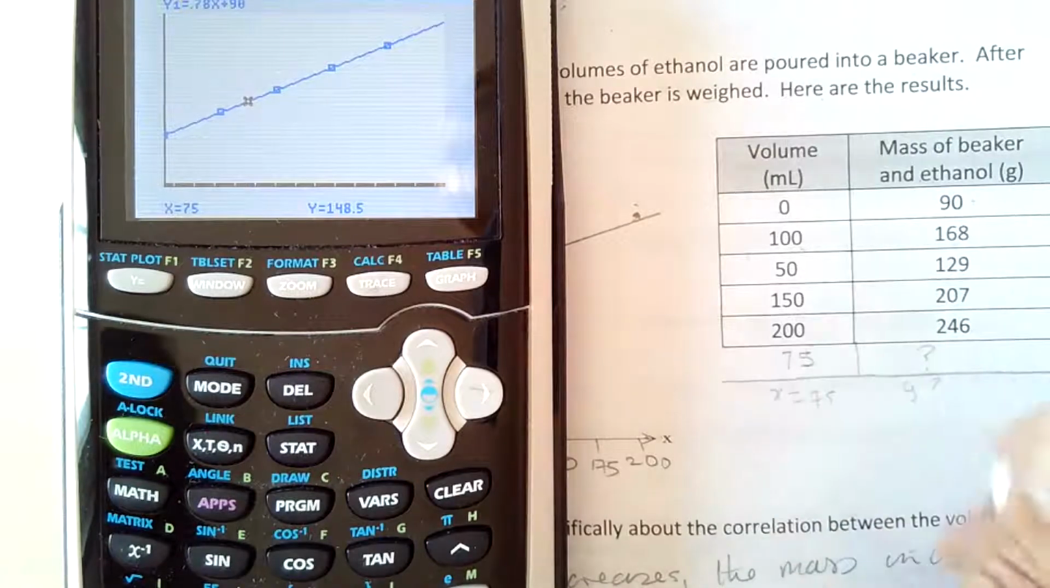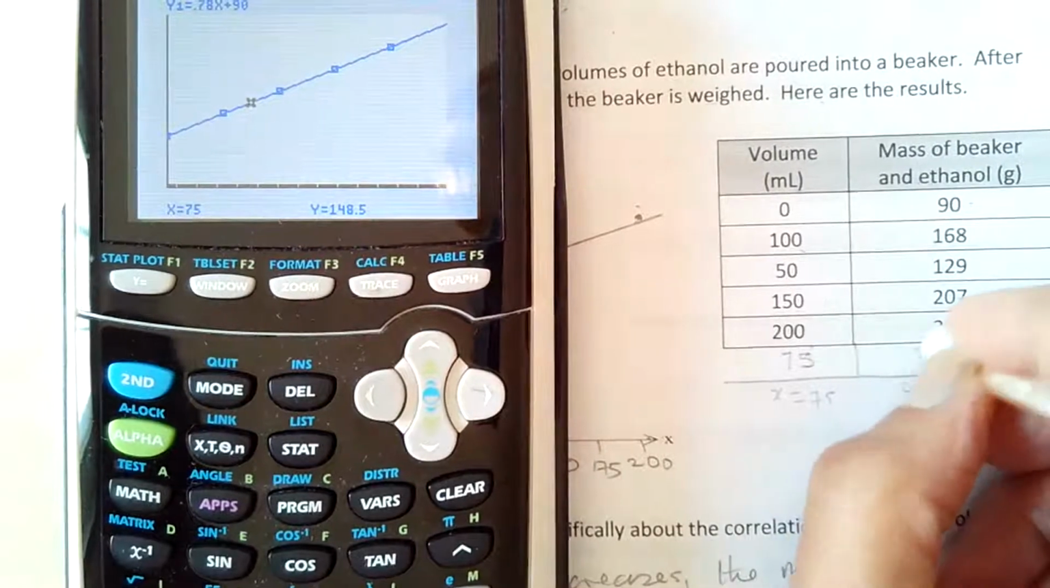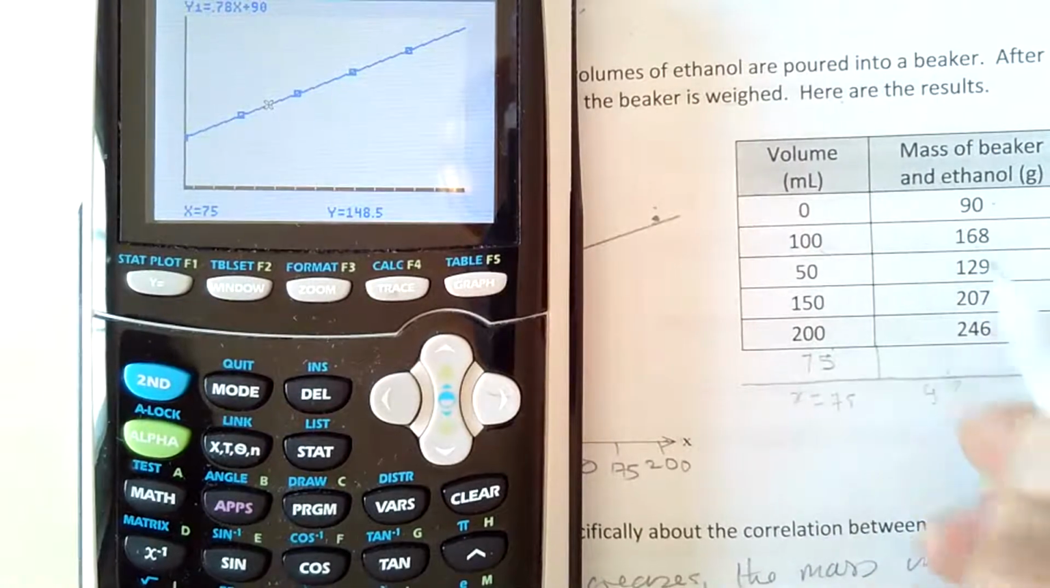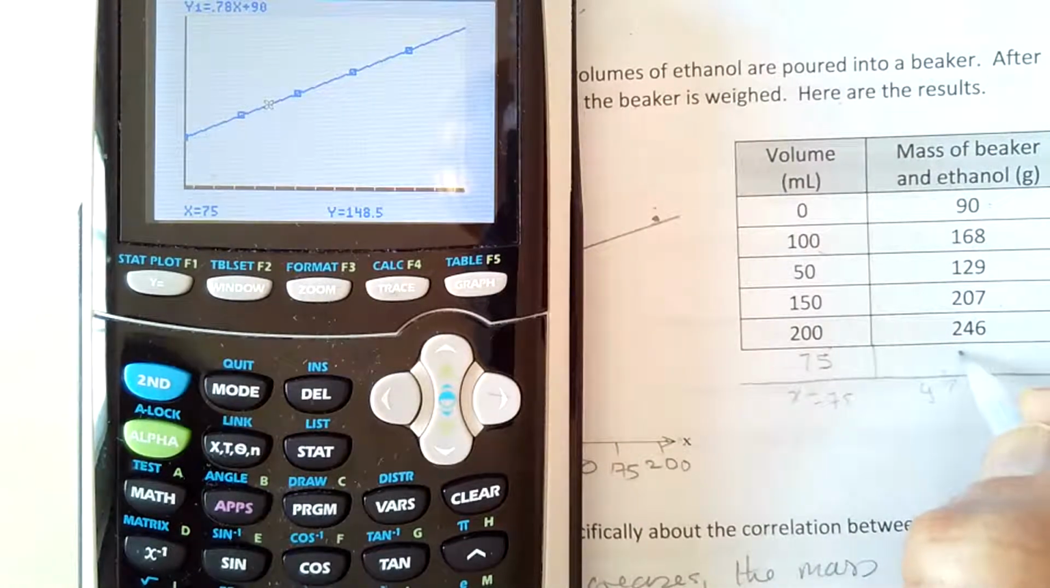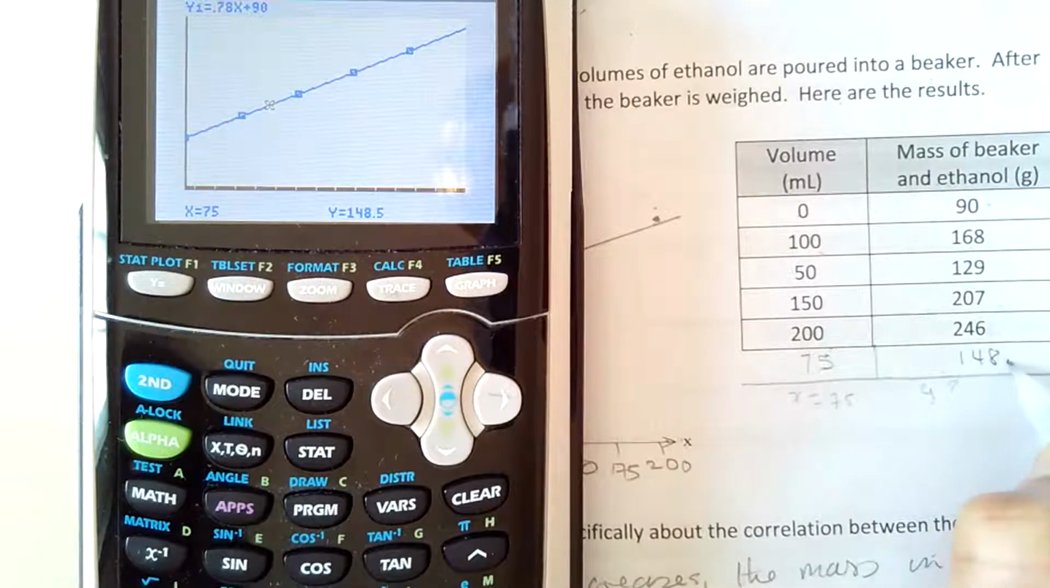So we can conclude here that when X is 75, Y is 148.5.